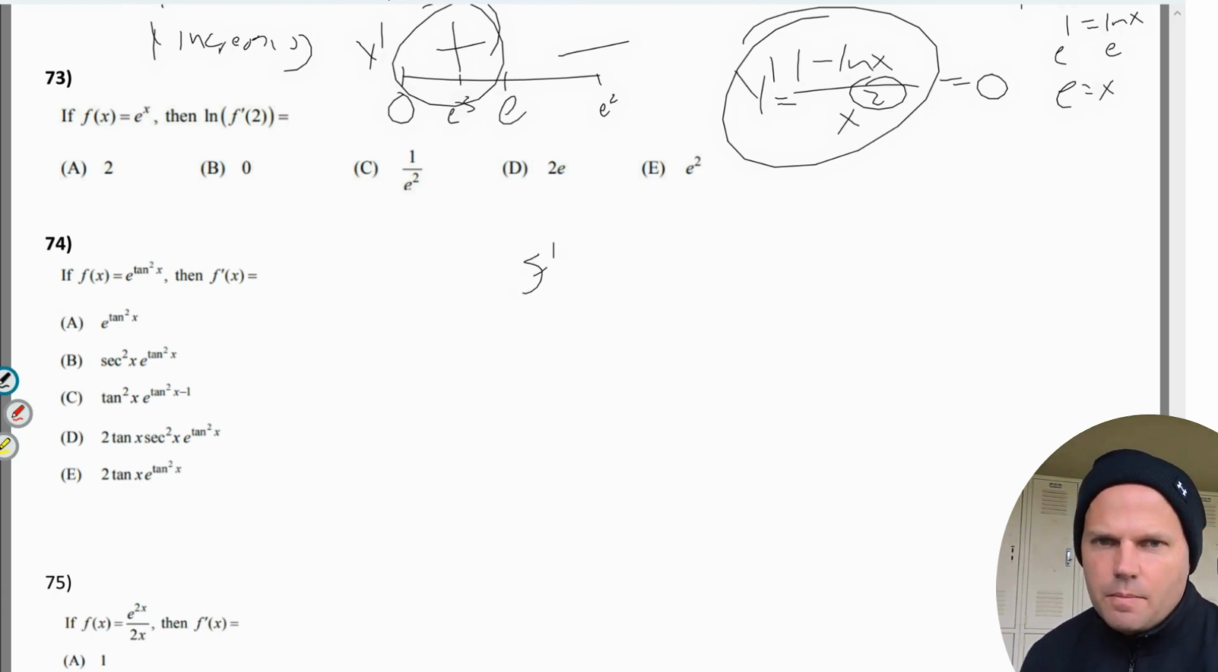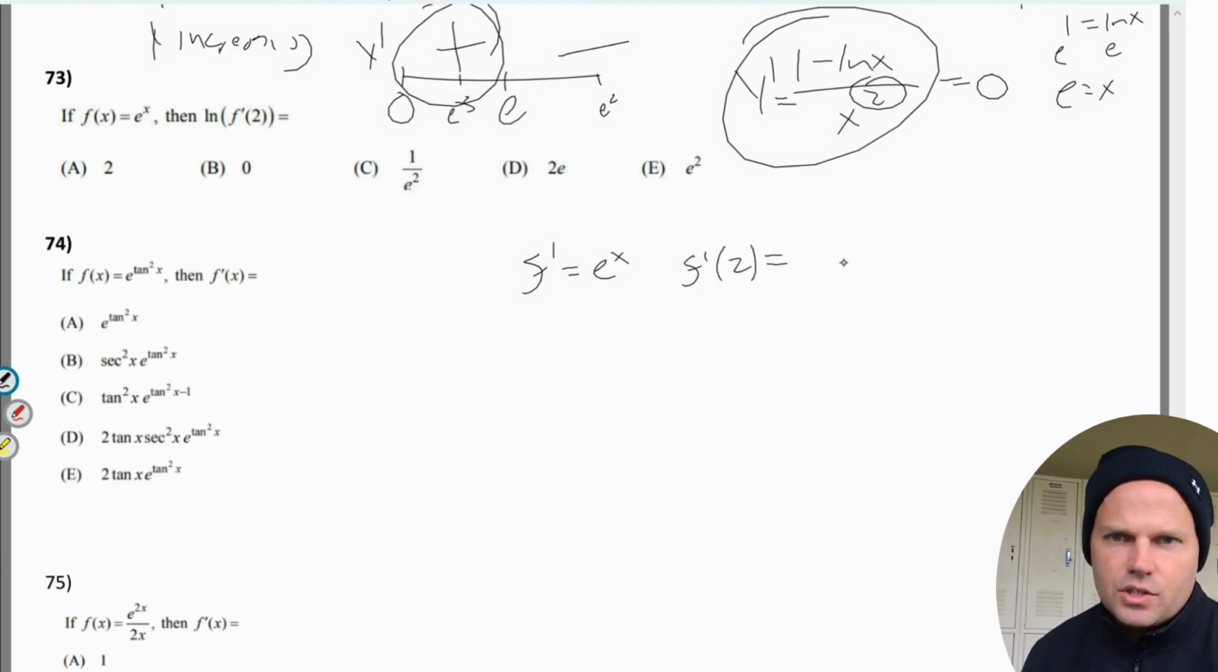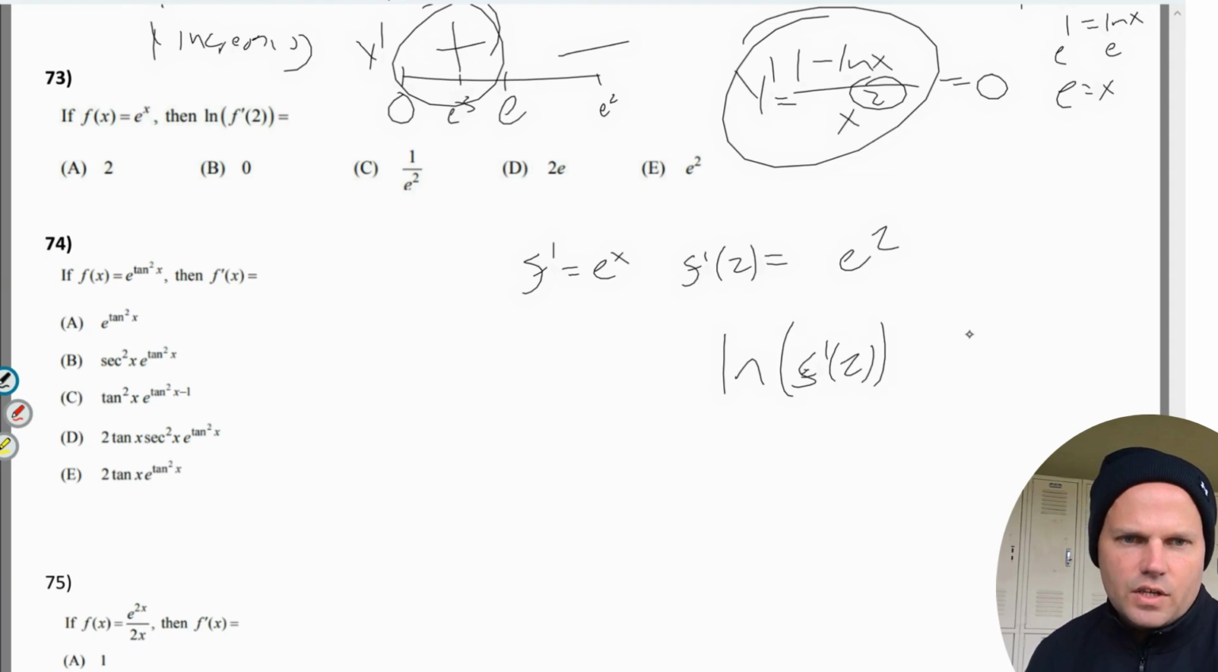Okay, well, f prime is e to the x. F prime at 2 is e squared. The log of f prime of 2 would be the log of e squared, which is 2.